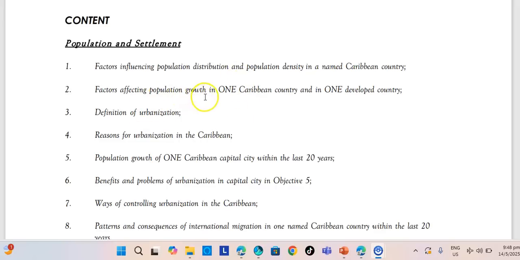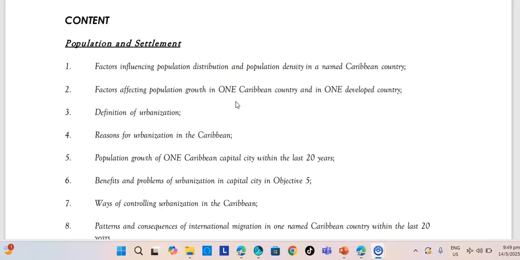Factors affecting population growth in one Caribbean country and in one developed country. All right, so we're at number two, factors affecting population growth in one Caribbean country. And again, I'm going to look at Jamaica. Population growth means the increase in the number of people in a country. What are the factors that cause the population in a country to increase?